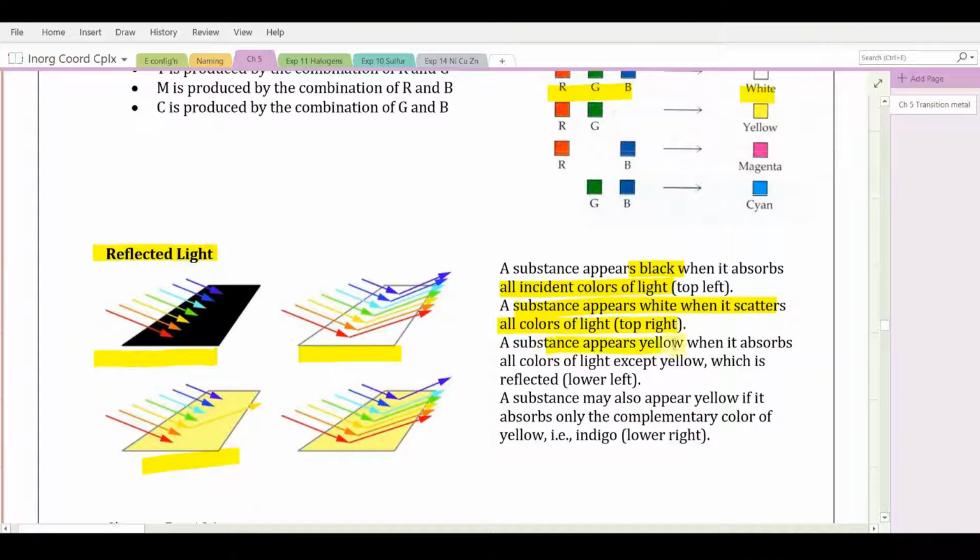A substance appears yellow when it absorbs all the colors except yellow, so only yellow light is being reflected here. But there's another way that a substance can appear yellow, in the lower right here. A substance may also appear yellow if it absorbs only the complementary color of yellow. That is indigo in this case. So if every other color is being reflected except indigo, that mixture in our eyes appears yellow.